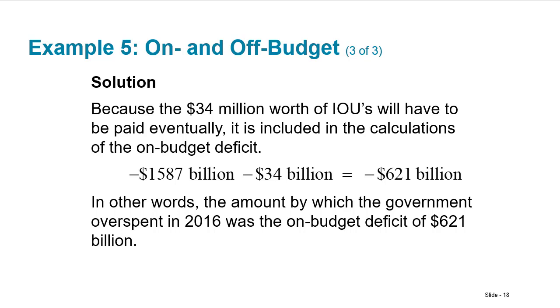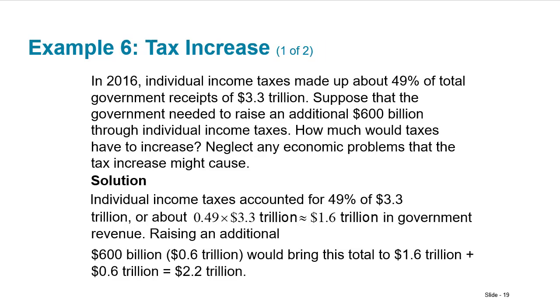Okay, because the $34 billion worth of IOUs will have to be paid eventually, it is included in the calculations of the on-budget deficit, so that's why the deficit is now at 621 billion. Whew, a lot of money, right? Last example, before our heads all explode.